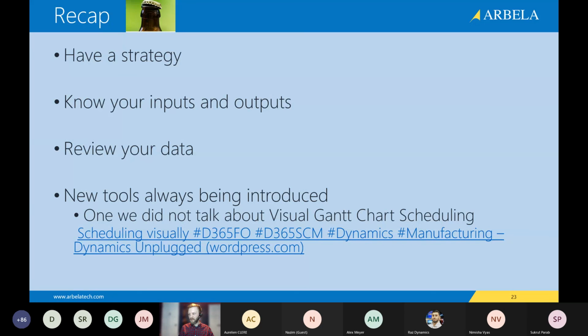One we didn't even talk about today around planning in general is visual Gantt chart scheduling. I did a blog on this, and there's a great video of this by Lachlan Cash from Microsoft talking about what that offers, giving a visual drag and drop tool rather than just working in a grid form. So functionality is always being introduced into the supply chain. Dynamics is really becoming a leader in this space. Definitely keep a lookout for what Microsoft will be bringing in here in the new year.